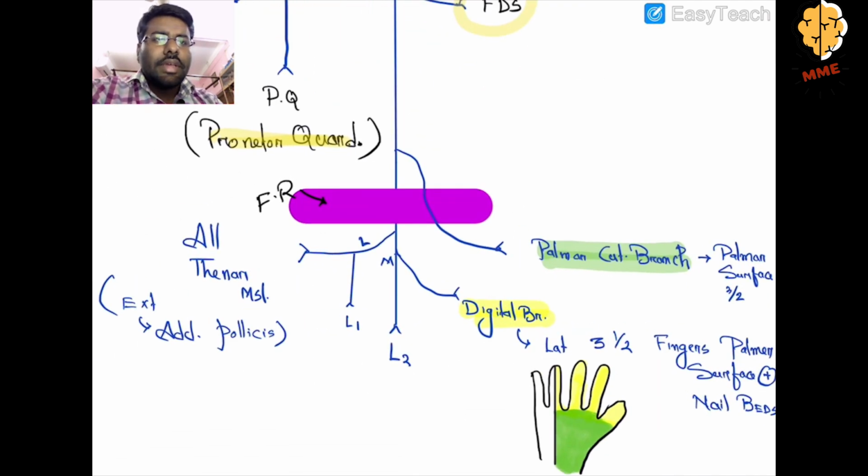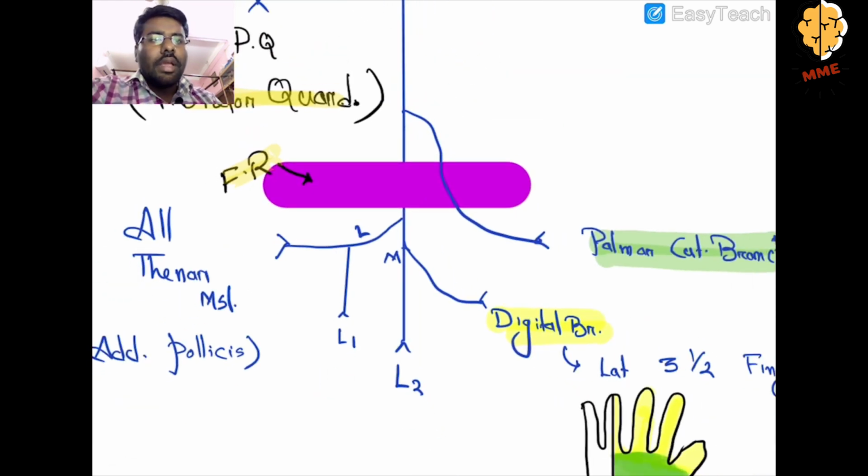After that, the median nerve goes below the flexor retinaculum and gives some branches, and one branch of the median nerve goes above the flexor retinaculum and gives branches. Okay, coming to these branches. Firstly, I want to talk about the branch which goes below the flexor retinaculum. This branch gives two divisions, a lateral division and a medial division.